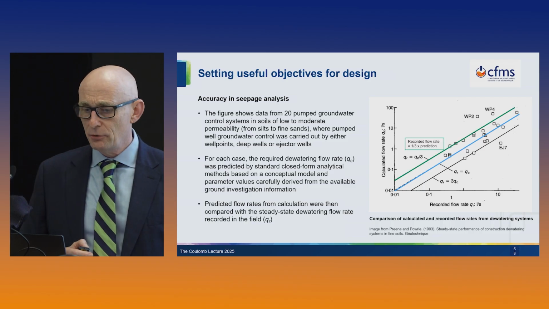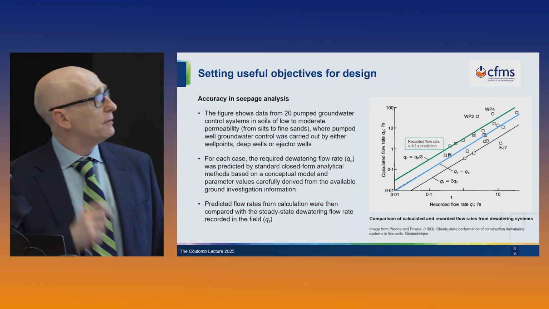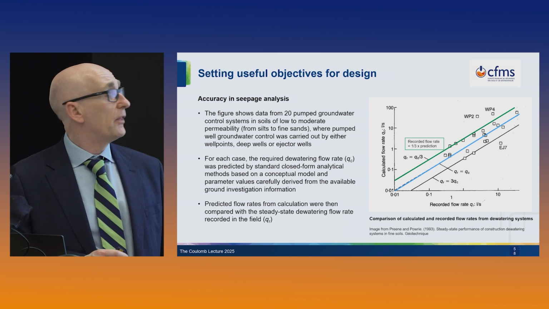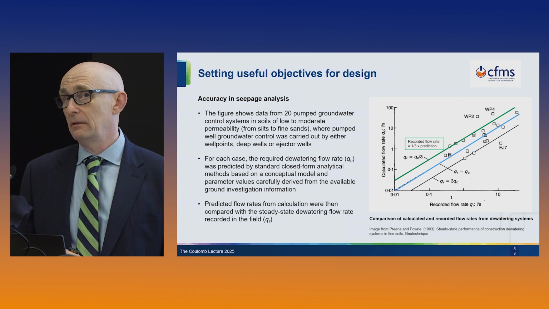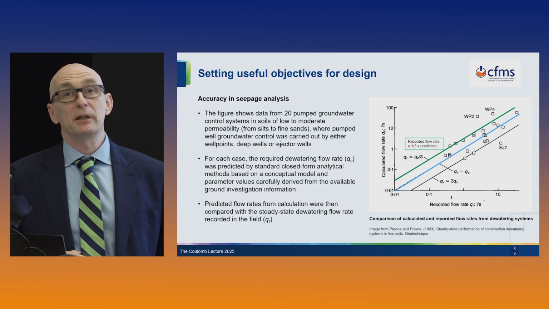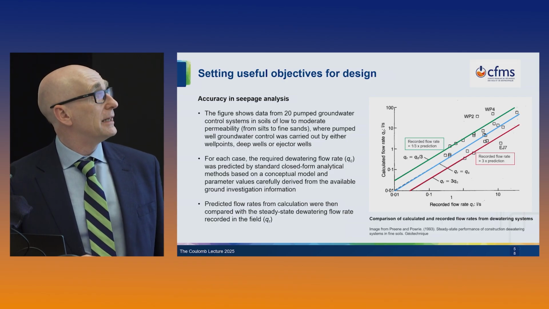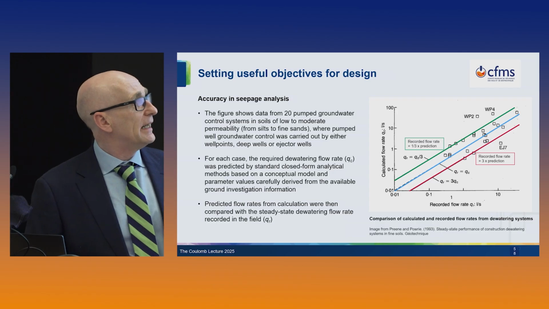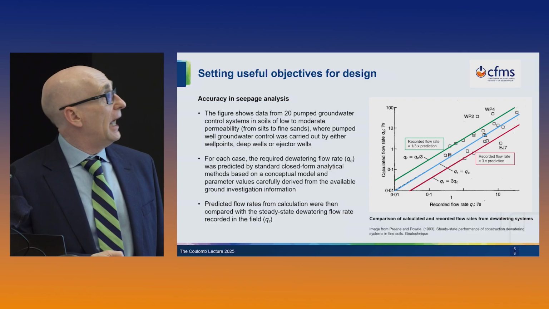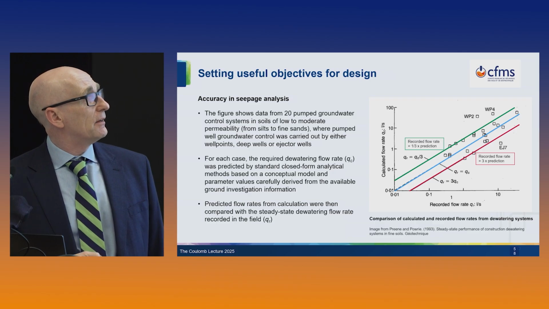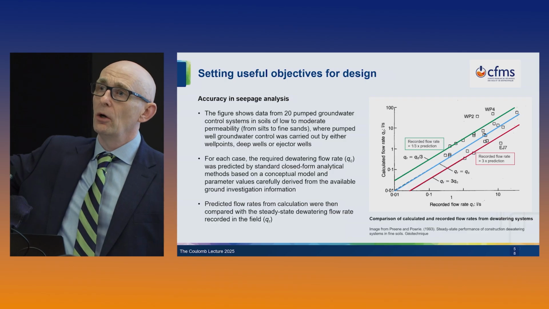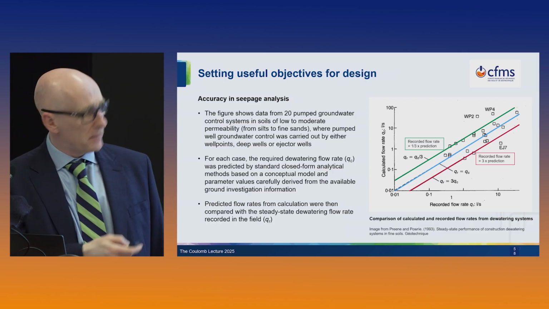If we look at the green line, this is where the recorded flow rate was 1/3 of the prediction. In other words, our calculations had over-predicted the dewatering flow rate. So the green line is where we'd over-predicted by a factor of 3. The red line is where the recorded flow rate is 3 times the prediction, so in other words, we've underestimated the flow rate. The first thing to see is that the vast majority of our cases fell within this factor of 3 times greater or 3 times less than the actual recorded flow rate.